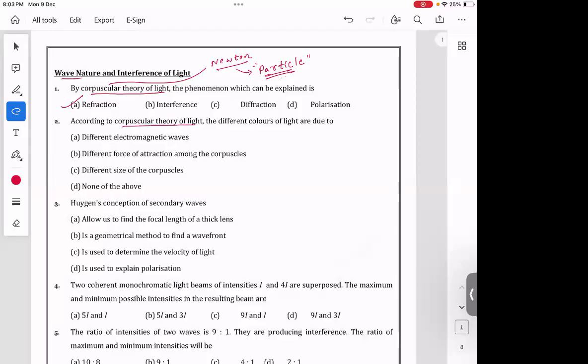According to the corpuscular theory of light, the different colors are due to the different sizes of the corpuscles. All corpuscles are not of the same size. Because of the different sizes of the corpuscles, the different colors are going to be there according to Newton's corpuscular theory.